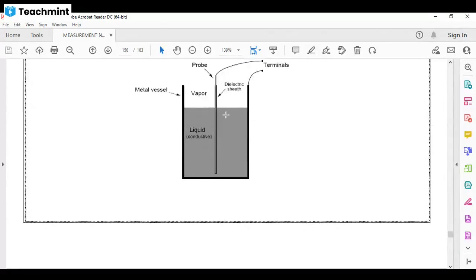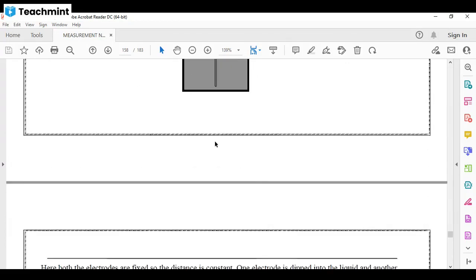अगर लिक्विड लेवल इंक्रीज करेगा तो क्या होगा? One electrode is fixed, another is dipped in the liquid, and the other is on the wall of the tank. So the change of the liquid level changes the permittivity, and by changing the permittivity the capacitance also changes. So we can measure the level of the liquid using this method.